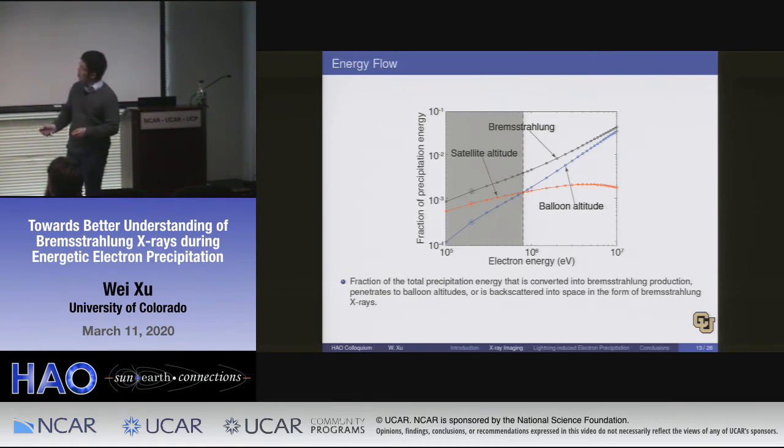The sum of the red curve and blue curve is basically the black curve. The takeaway of this figure is that it is better to use satellite measurements of X-rays if we want to monitor precipitating electrons with energies below 800 keV, basically because relatively more energy would be backscattered into space.